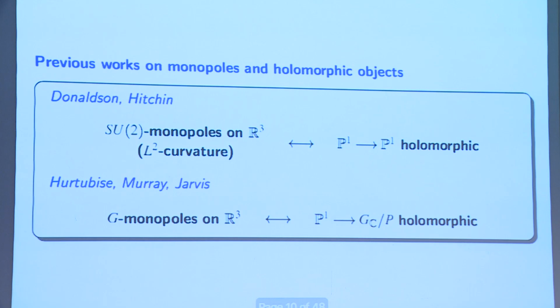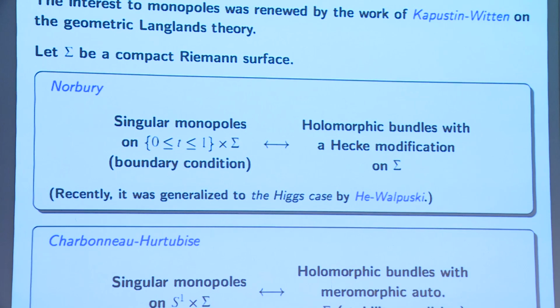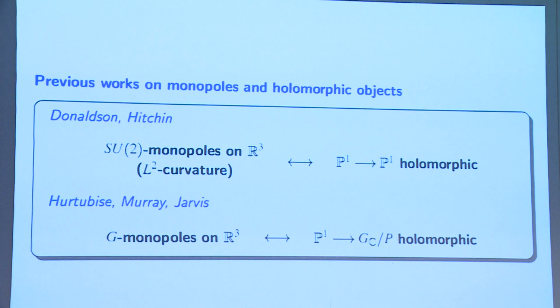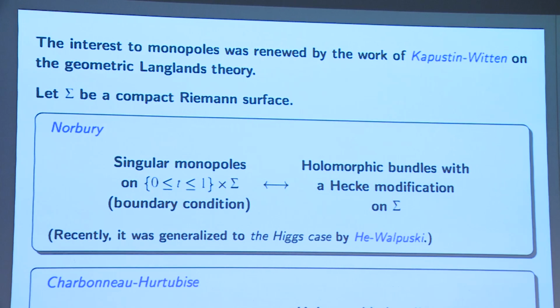Their work was generalized by Hurtubise, Murray, and Jarvis to the context of monopoles on principal G-bundles. This work was done in the 20th century, and interest in monopoles was renewed by the work of Kapustin and Witten on geometric Langlands theory from the physics viewpoint. Inspired by their work, Nobili studied singular monopoles on the product of an interval and a compact Riemann surface, satisfying the Dirichlet condition along t equals 0 and the Neumann condition along t equals 1. He obtained an equivalence between such singular monopoles and holomorphic vector bundles with Hecke modification on the Riemann surface. Recently, it was generalized to the Higgs case by him and Walpuski.